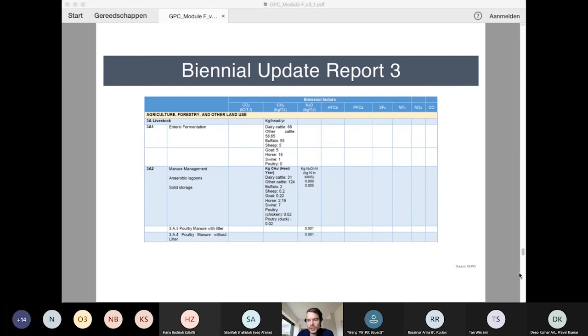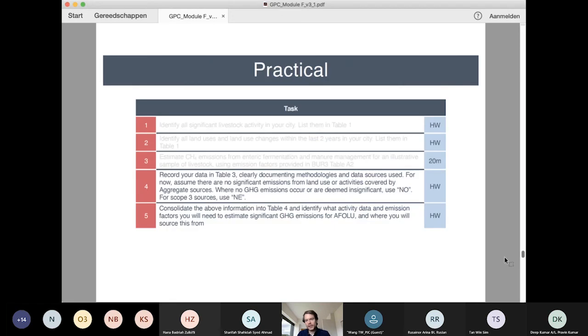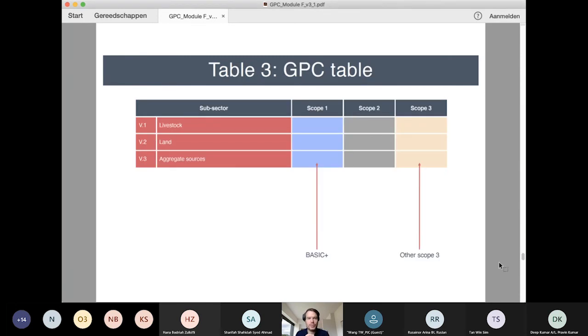Okay, so that was the exercise, so well done. So again, final tasks for you is to complete table 3 and table 4 on next steps. Table 3 is this table. We've just done 5.2, so you can record that 2730 tons in scope 1 there. Sorry, in 5.1 on the livestock. We've not done land, so put in not estimated. Same for aggregate sources, not estimated, and same for scope 3. And because it's basic plus, we don't have to estimate them, so we can use the notation key not estimated.